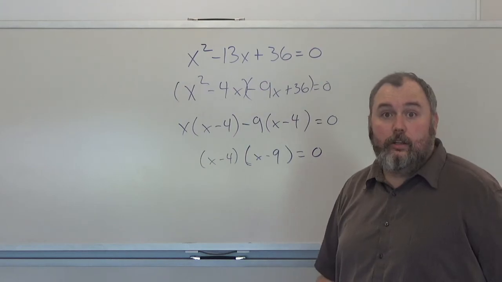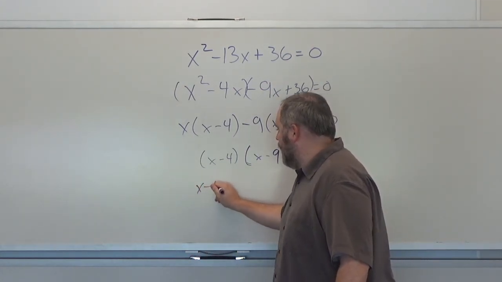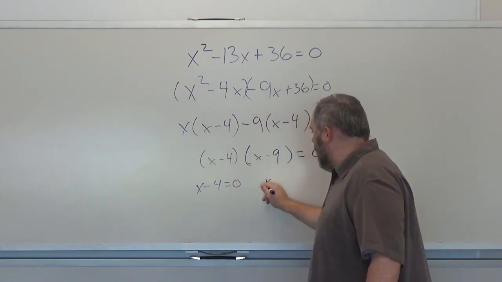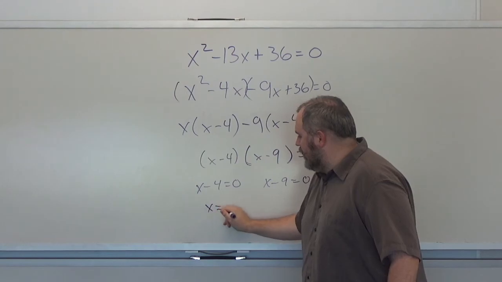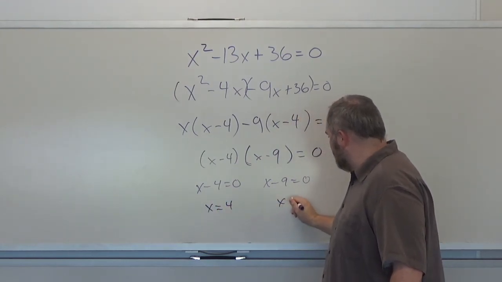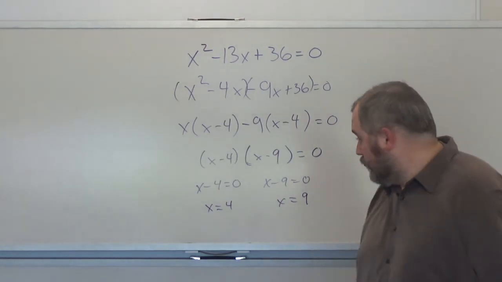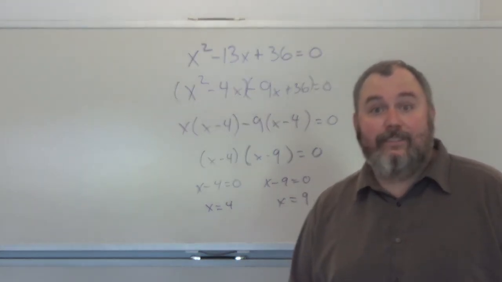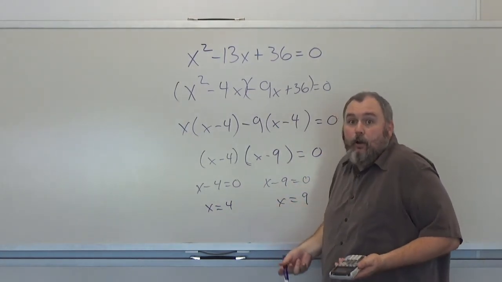So now what can we do? Set each piece equal to 0. X minus 4 equals 0. X minus 9 equals 0. Solve for this, x is equal to 4. Solve for this, x is equal to 9. Alright, so we have 4 and we have 9. So it's quite possible that one, if not both, of these work.